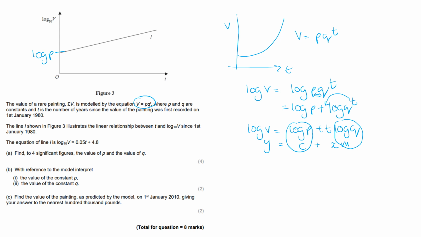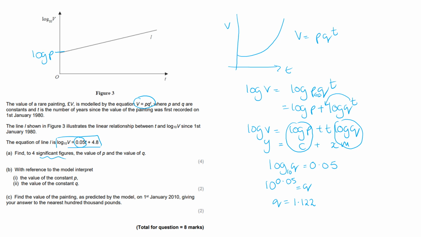Now we're told that the equation of the line is this equation here, so we can see the m, the coefficient in front of T, is 0.05, so that's telling me that log of Q is equal to 0.05. Log is log to base 10, so to find Q, 10 to the 0.05 is equal to Q. If you do that on your calculator, Q comes out to be 1.122, being asked to give it to 4 SF.